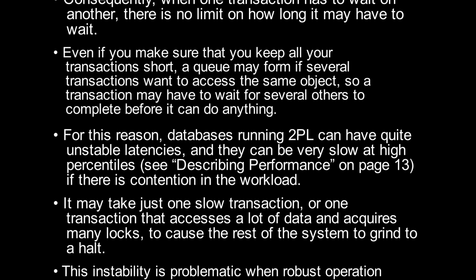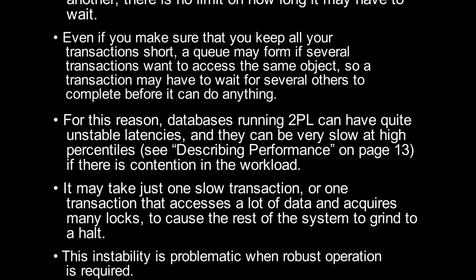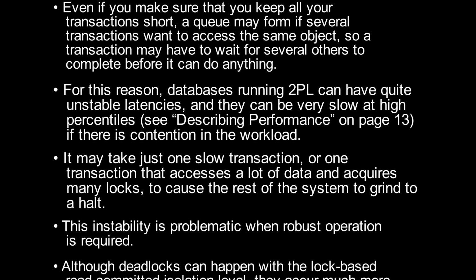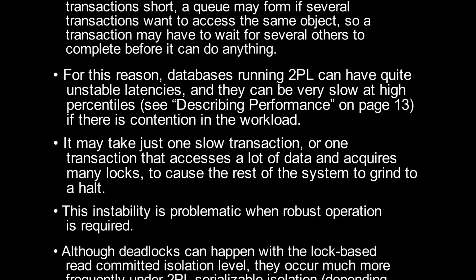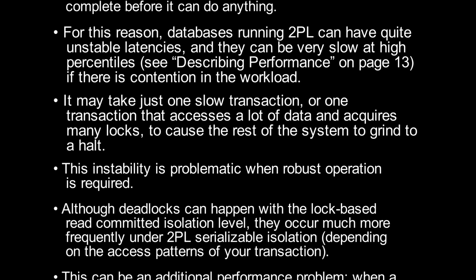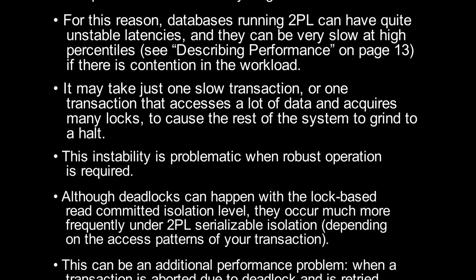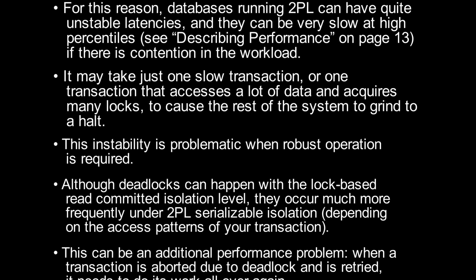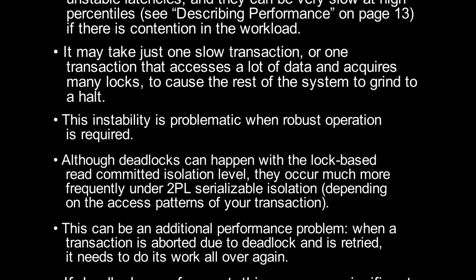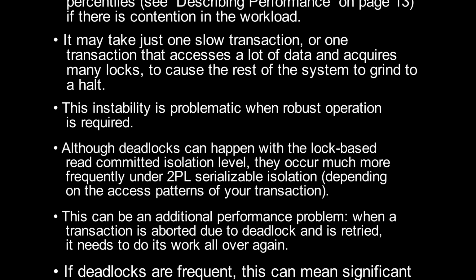It may take just one slow transaction, or one transaction that accesses a lot of data and acquires many locks, to cause the rest of the system to grind to a halt. This instability is problematic when robust operation is required. Although deadlocks can happen with the lock-based read committed isolation level, they occur much more frequently under 2PL serializable isolation, depending on the access patterns of your transaction.